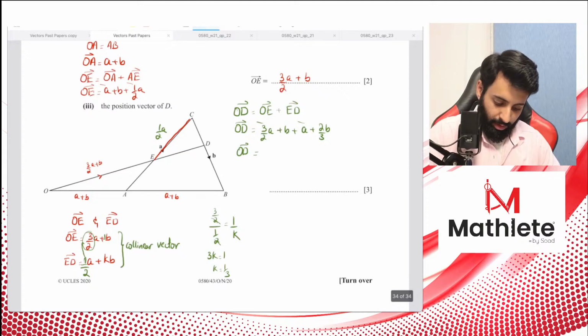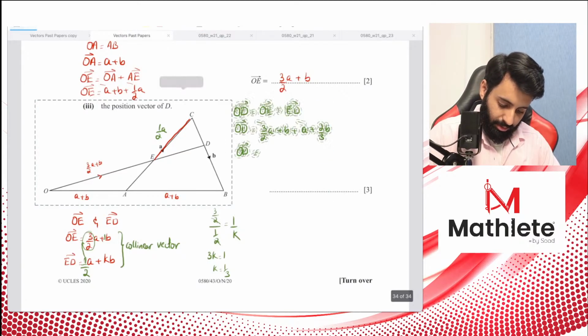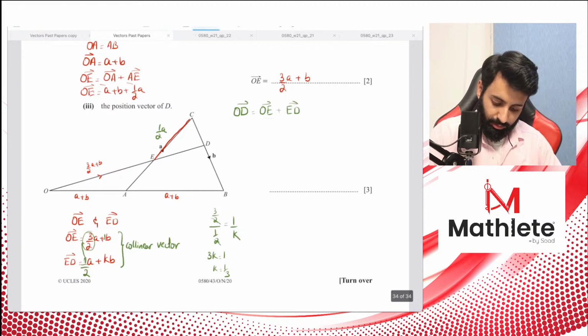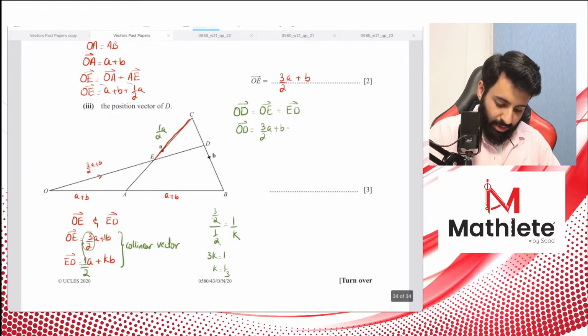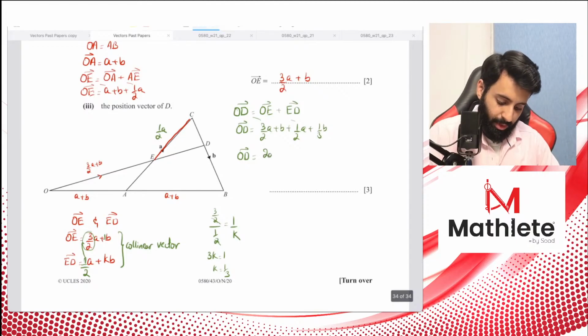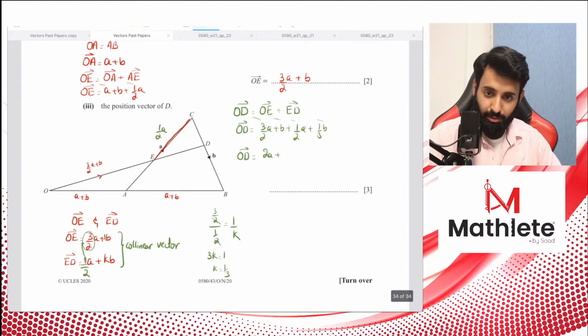Now let's try this again. So OD equals OE, which we have from before, 3 upon 2A plus B, plus ED, which is actually equal to half A plus 1 upon 3B. Yep, now it makes more sense. So OD equals what? OD is equal to 3 upon 2, which is 1.5, plus 1, which is 2A, plus B plus 1 upon 3B, which is 4 upon 3B.